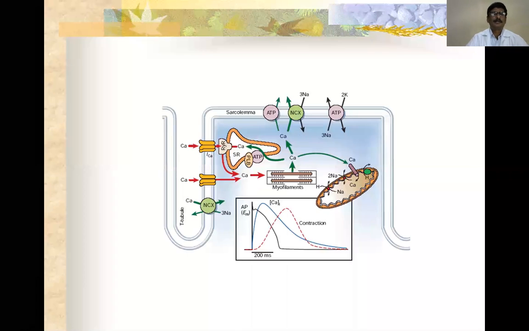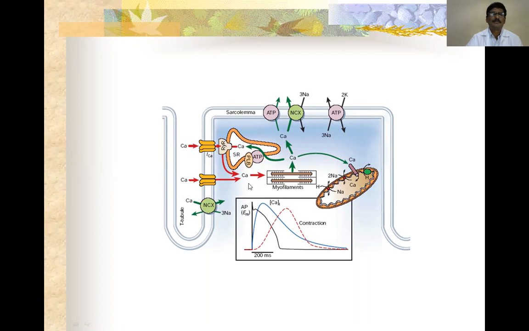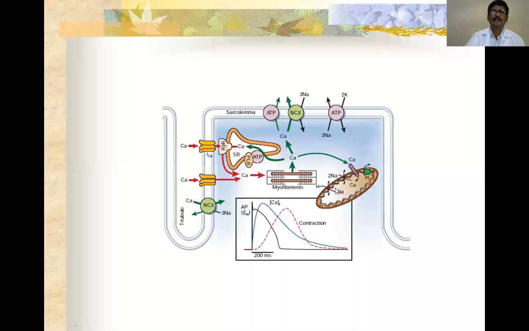Now that's what happens here. There is arrival of the impulse along the T tubule, then entry of calcium through the dihydropyridine channel. This is the ryanodine type of channel from where the calcium is outpoured. Calcium levels increase, and it will bind with troponin C.